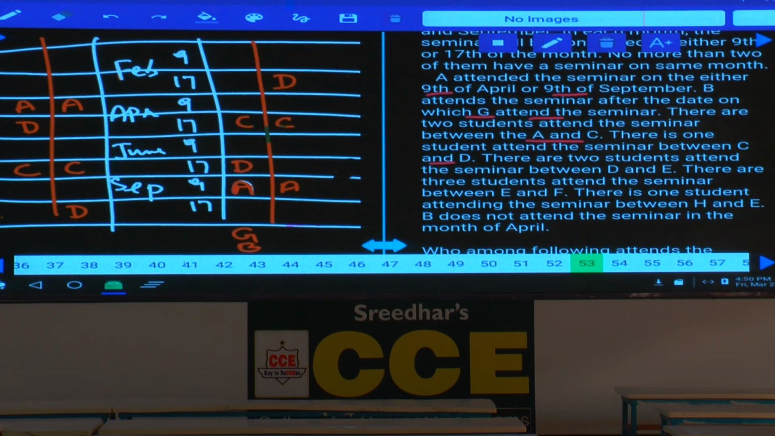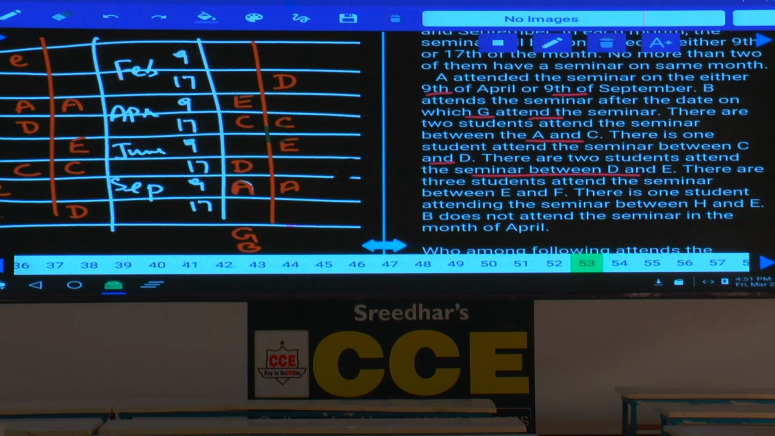As there is only 1 person between C and D, there are 2 students between D and E. In this one, 1, 2, E will be here. There are 2 students between D and E. In this one, 2 students between D and E. Now in this one, 2 students between D and E. Done with this? There are 2 students between D and E.